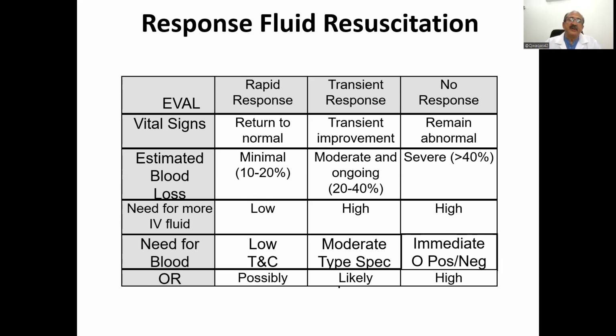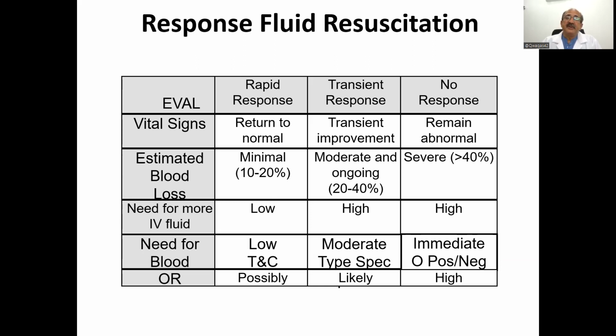So in the first category, the vital signs return to normal with fluids, and estimated blood loss is minimal, 10 to 20%. And usually you don't need further IV fluids, and the need for blood is very low. If it is required, you have to do cross match and blood typing, and possibly something can be hidden in later stages. You require the operation theater.